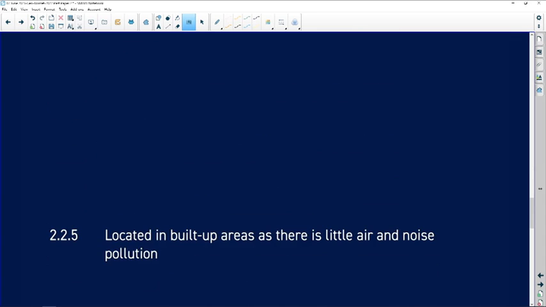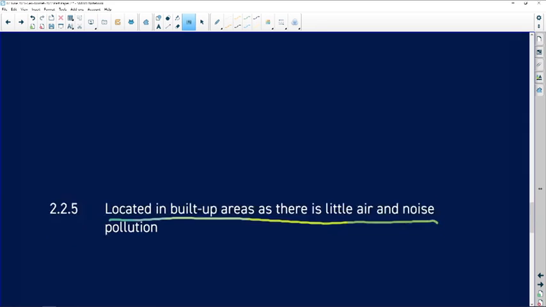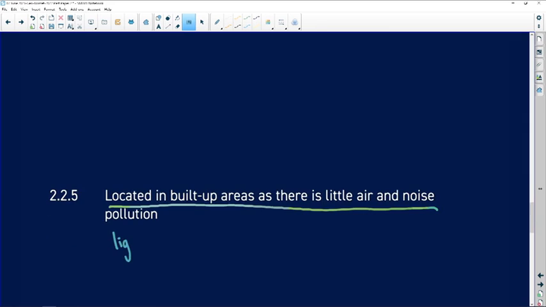2.2.5, located in built-up areas as there's little air or noise pollution. That will be our light industries, usually in a transition zone. Okay. Can be textile industries, just giving you some examples over here. Textiles, it can be bakeries, and it can even be like a panel beating shop.